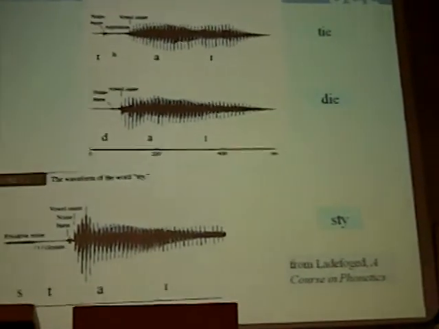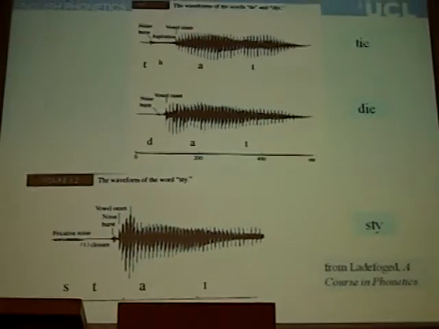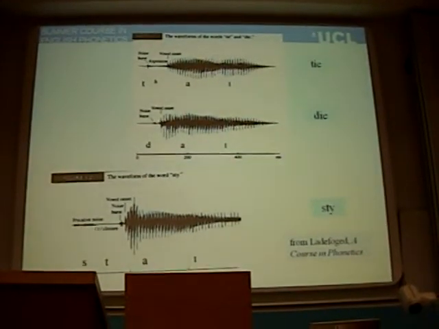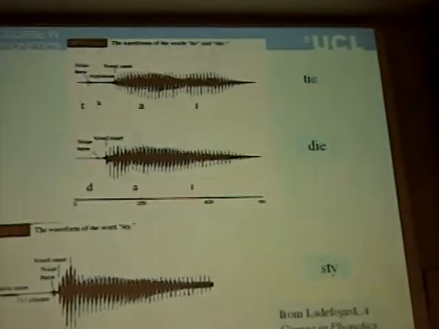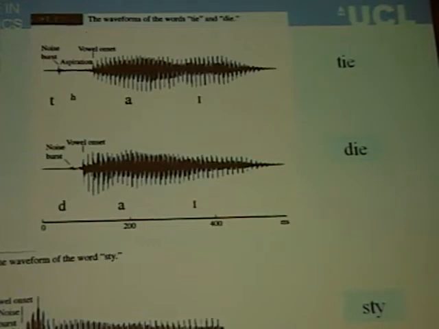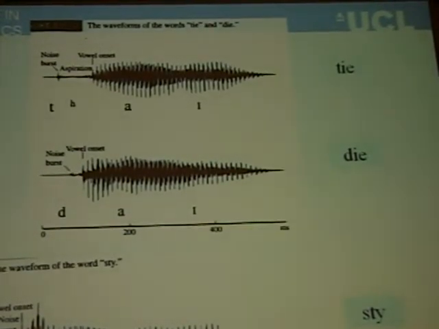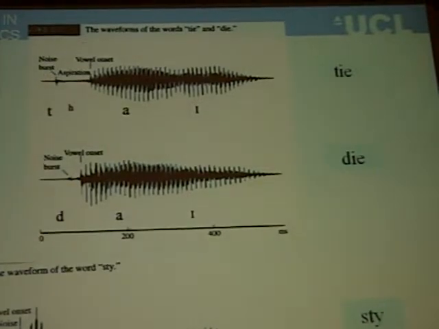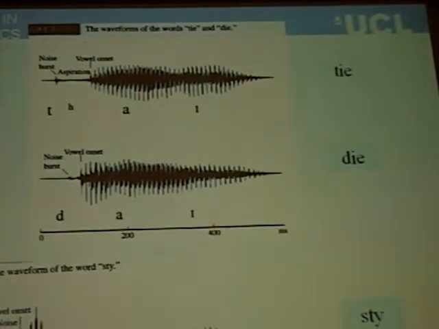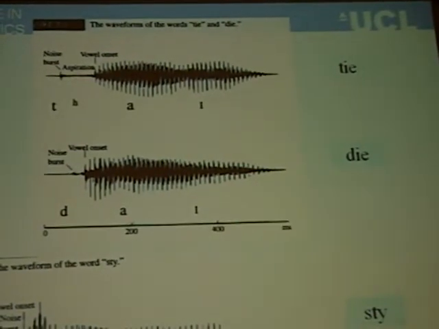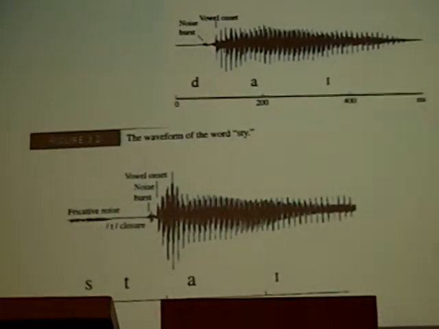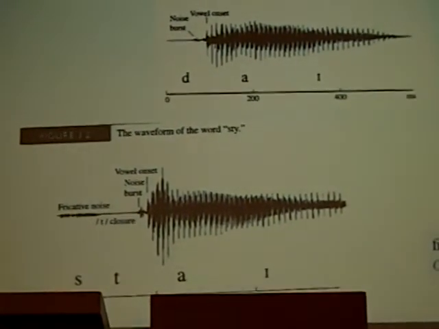More pictures from Nanophobit. At the top we've got the word tie and the word die in English. And you notice the important difference that you have the aspiration in the case of t. The noise burst is the noise produced by t, the separation of the tongue tip and the alveolar ridge. So we've got that gap in the case of tie, very small gap in the case of die, die. What we've got at the bottom is the word sty, demonstrating that in English we don't actually say sty with aspiration. Sty, no, we say sty, sty.